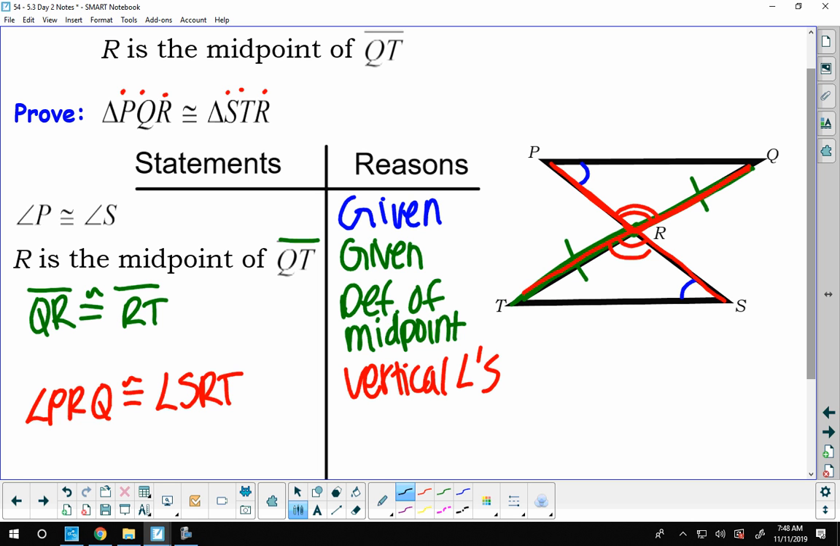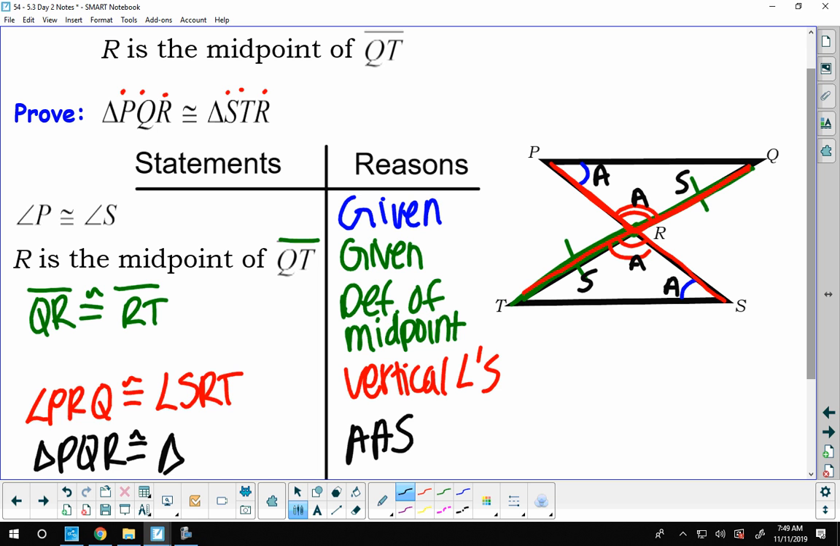So let's figure out which congruency postulate makes our triangles congruent. So we have angle, angle, and then this non-included side. Angle, angle, non-included side. So by the angle, angle, side congruency theorem, we can say that triangle PQR is congruent to triangle STR.